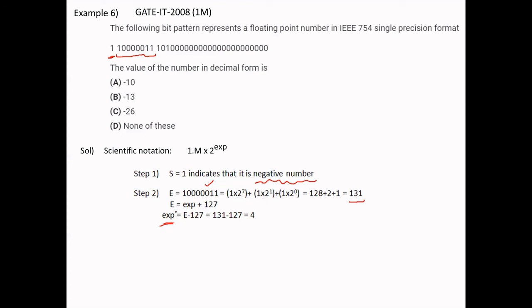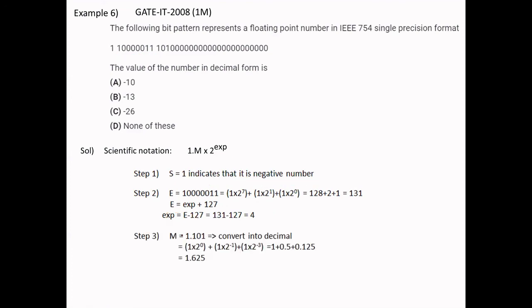We know that E equal to exponent plus 127. So how to find the original exponent? E minus 127, right? So 4 came here. That is step 2, the original exponent. So now the mantissa. How to get this mantissa? We know this 101, right? The remaining zeros no need to consider up to 1. So here 101 we need to take, and it is normalized.